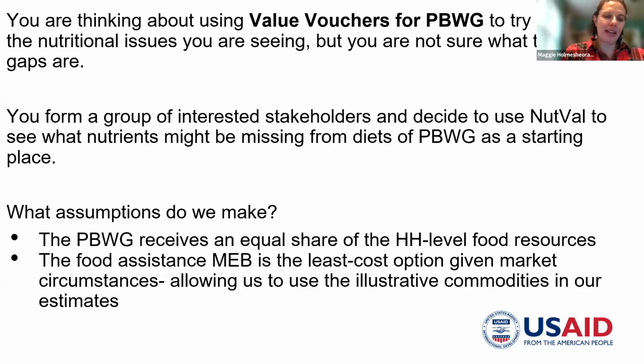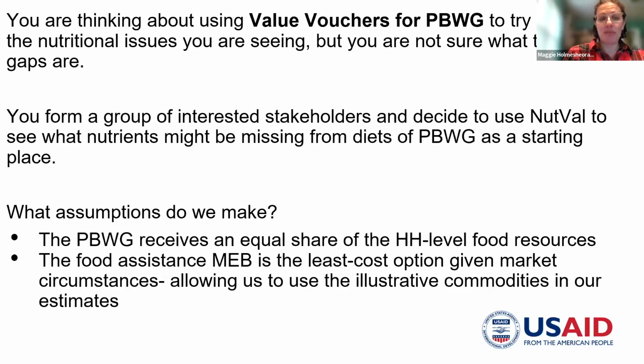So you're going to make the assumption that the woman in question receives an equal share of the household level food resources. Maybe this is true, maybe it isn't. But when you have to look at a food ration to see what is actually there, if it's a household ration that's given with a presumed family size of 5, then you just divide by 5. So that's a first assumption that you're going to make.